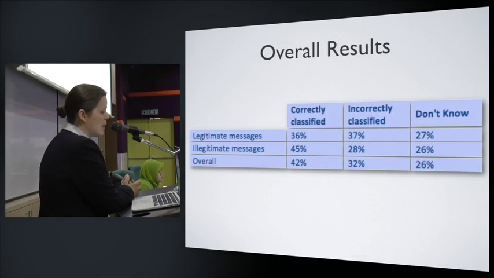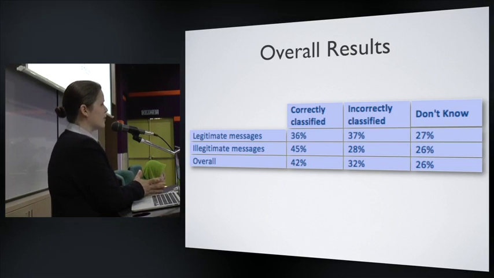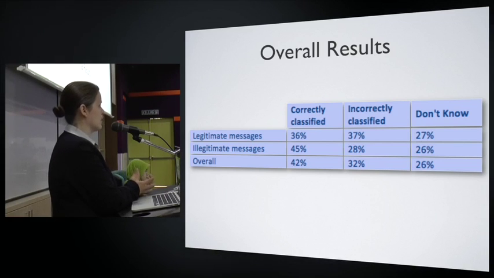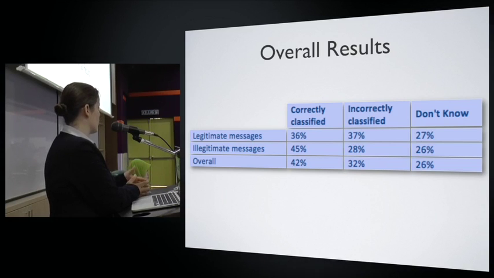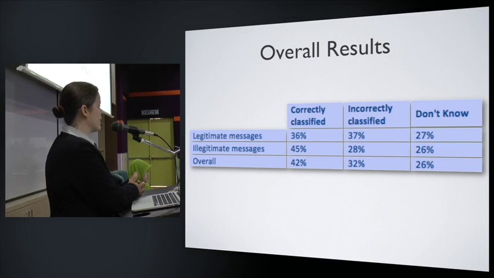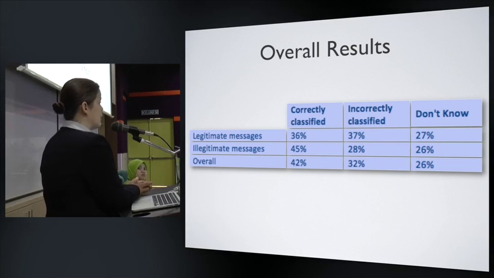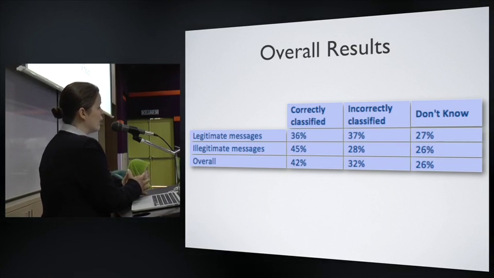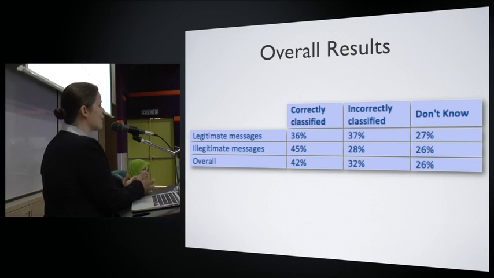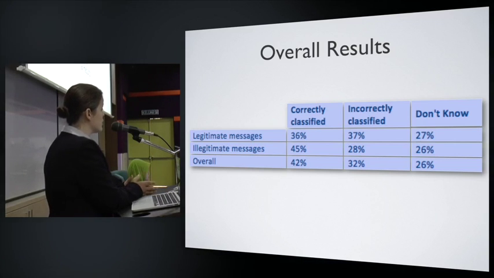Looking at the final results, so what users responded, we can see basically a great deal of confusion. We can see that overall 42% correctly classified the messages, so they said legitimate for legitimate and illegitimate for illegitimate, and 32% were incorrectly classified. We also gave users the option to say "I don't know," because that was again really important to see the level of confusion. And if you add the incorrect classifications plus the "I don't know," that amounts to a significant percentage. So it's more than half of the users either didn't know or couldn't say whether the message was legitimate or not.